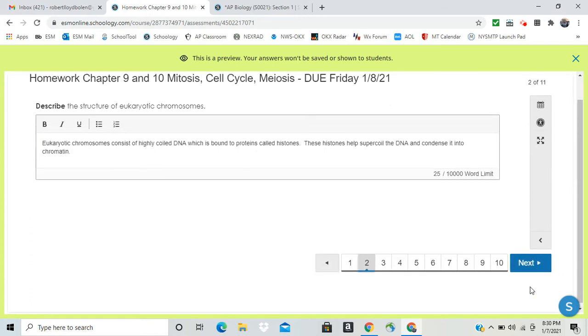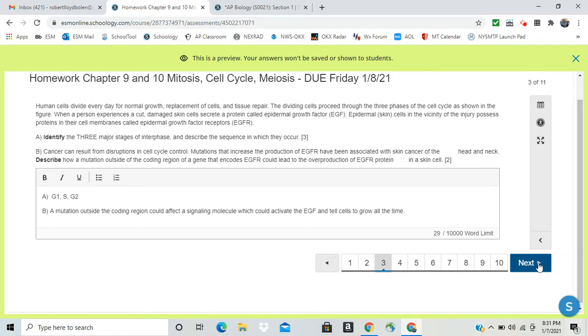Okay, let's move on to the next one. Describe the structure of eukaryotic chromosomes. Okay, so eukaryotic chromosomes basically consist of highly coiled DNA, right, which is bound to proteins called histones. Those histones help with that supercoiling that goes on. And that allows us to condense our DNA into chromatin, into these very distinct structures eventually for replication and for mitosis called chromosomes. But our DNA is highly coiled and highly condensed simply as a matter of practicalities. We could fit it all into one cell. Okay. All right, let's move along.